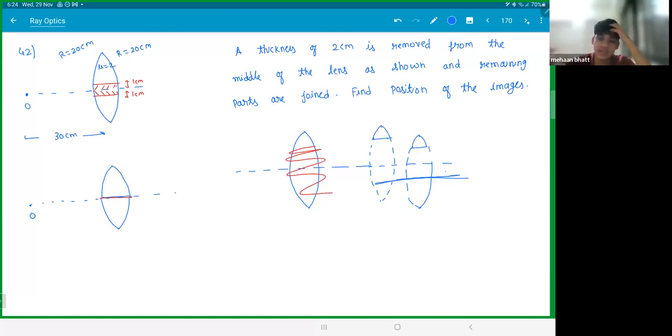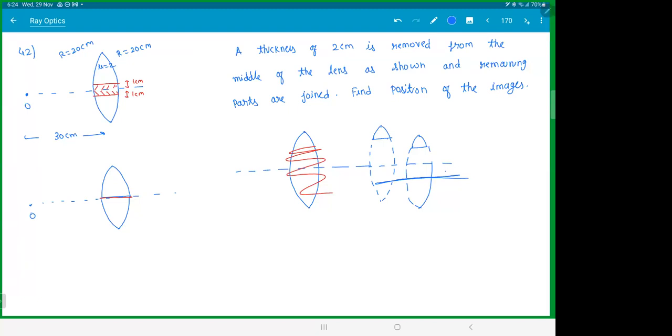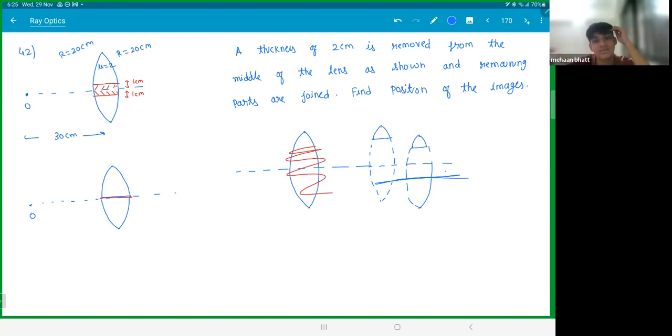Sir, but if you remove it equally from both the sides, the principal axis won't change, no? Think. Yeah. The two parts will have two different principal axes. ऊपर वाले का principal axis you moved it down. Lower वाले का principal axis you moved it up. So it won't coincide. They won't coincide, ना?